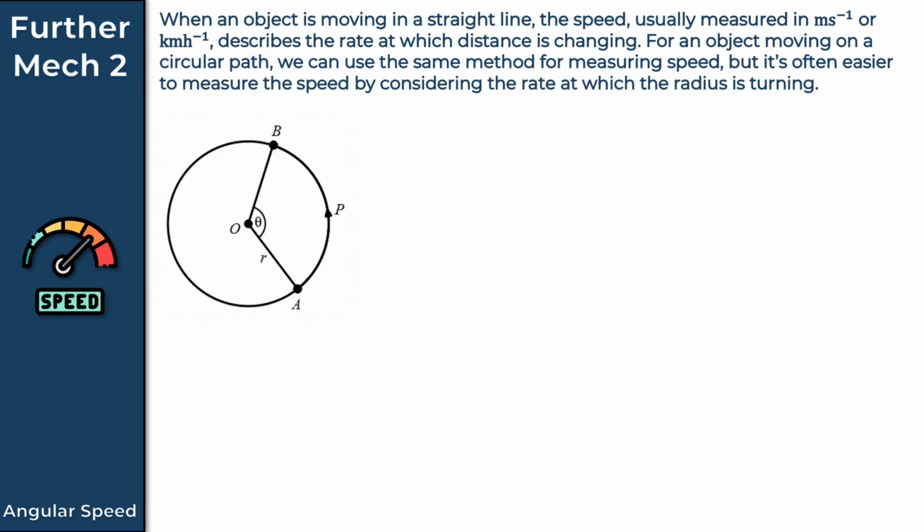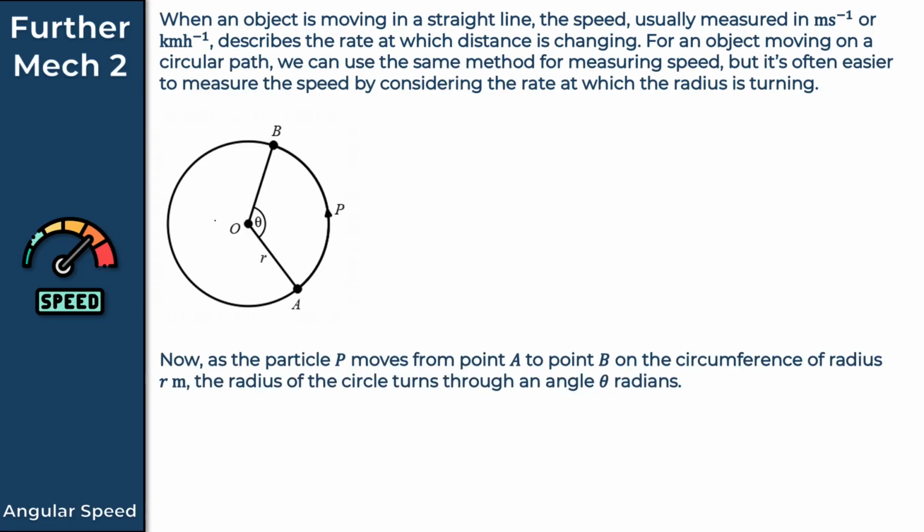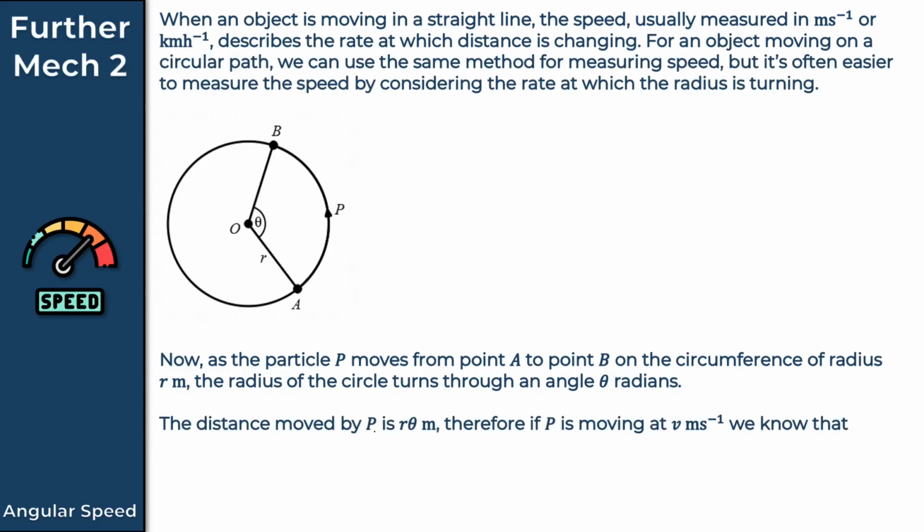So we've got this diagram here, right? What I've got here is a particle P. And the particle P moves from this point here, point A, to point B on the circumference of radius r meters. So I've got my radius here, r meters, and it moves on the circumference of this radius. Now the radius of the circle turns through an angle, theta radians, okay? So the distance moved by P, this particle here, is r theta meters. Sounds like a bit of a tongue twist, but there we go.